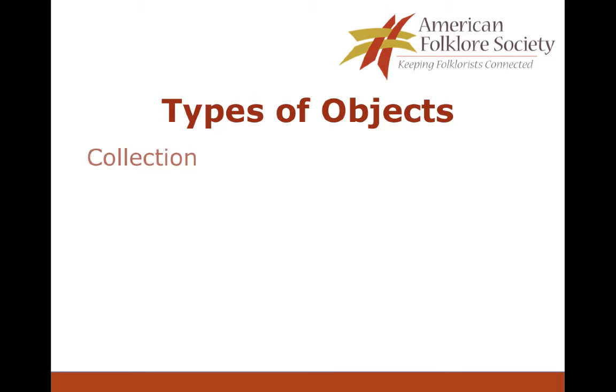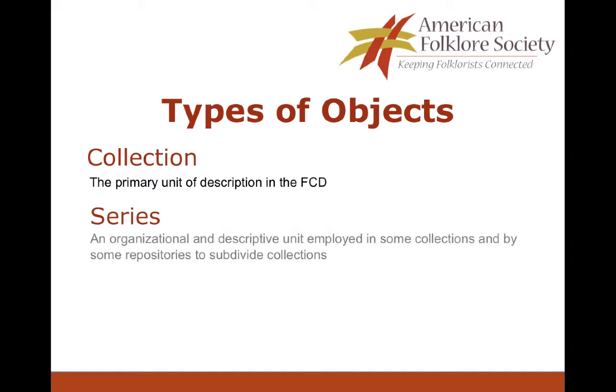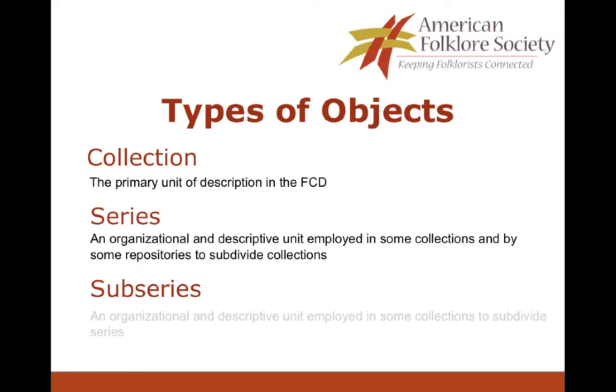In conclusion, object is the term used in FCD for the type of database records used to describe archival content. The 6 types of objects: collections, series, subseries, box, folder, and item represent different and occasionally overlapping levels of description. Collections are the primary unit of description in the FCD and are required.